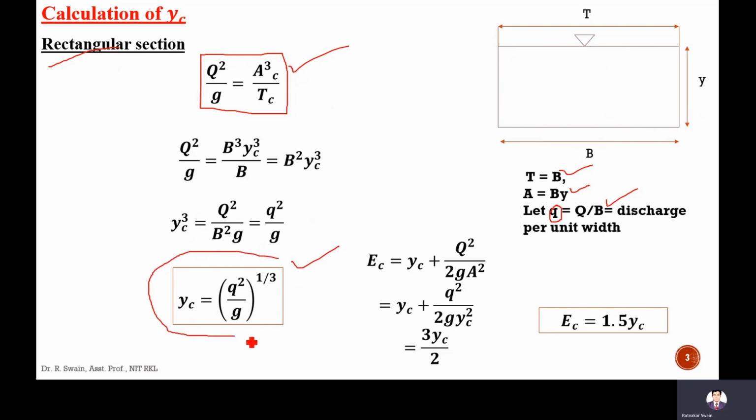So this formula is important in open channel flow. If we calculate the minimum specific energy, that is at critical flow condition, the minimum specific energy is Yc plus Q²/(2g A²). So Yc plus q²/g, and this q²/g I can write as Yc³. If you write this, it will give you 3/2 Yc, which is 1.5 Yc. So minimum specific energy for a rectangular section is 1.5 times critical depth.